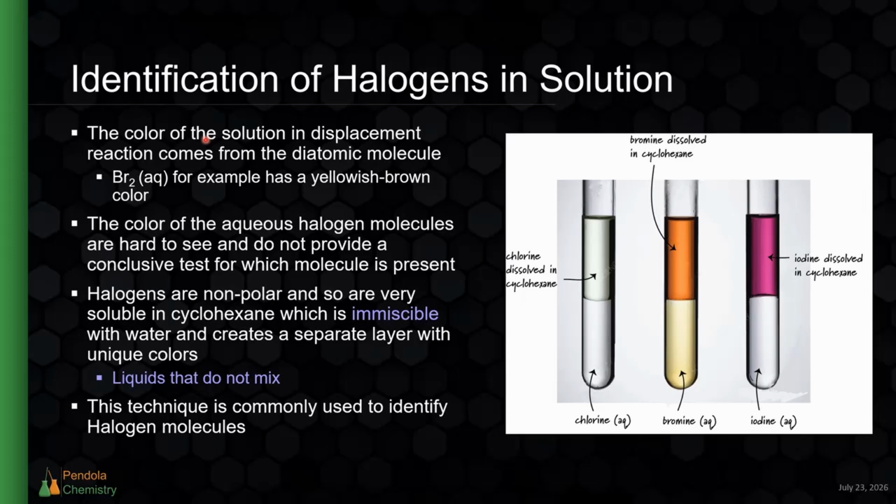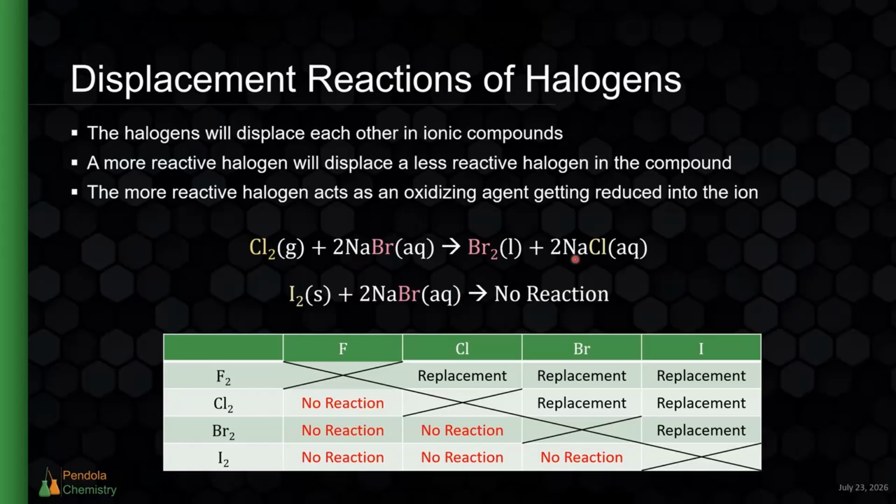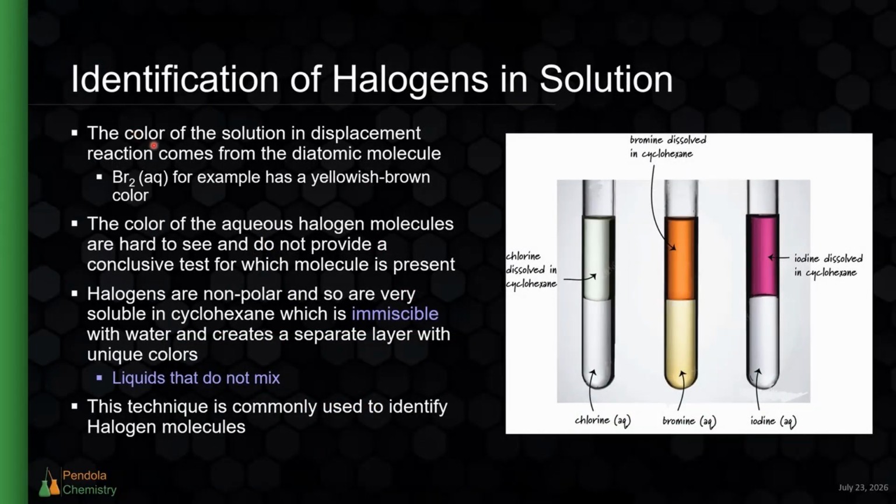Now, the identification of the halogens in solution. Once we do this reaction, so we're still talking about this type of displacement reaction, the products are going to have, whether it happens or not, an aqueous ionic compound with a halide ion and a diatomic halogen. If the reaction doesn't happen, we still have iodine and we still have sodium bromide aqueous. The color of the solution of the displacement reaction actually comes from the diatomic molecules. These aqueous solutions are somewhat colored.